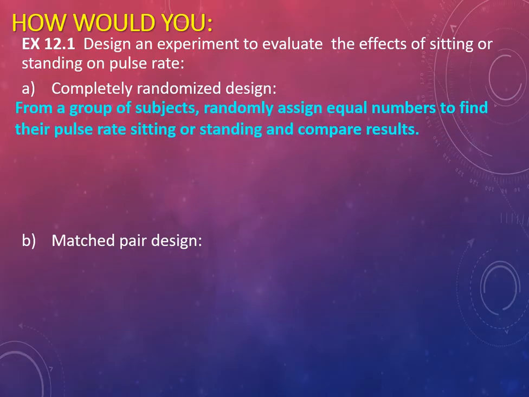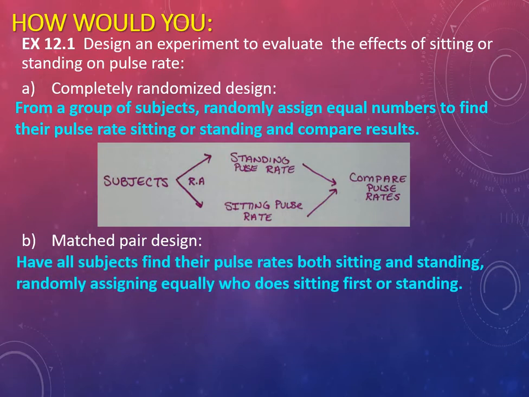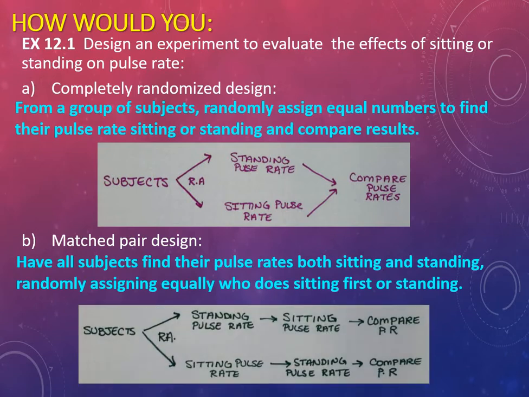So for the completely randomized design, you can see here both a picture representation and a written one: from a group of assignments, randomly assign half of them to sitting, half of them to standing, calculate, and compare pulse rates. Words or pictures equal good. For the matched pairs design, everybody does both, but you switch up: half does sitting and then standing, half does standing and then sitting. And then you compare the pulse rates.